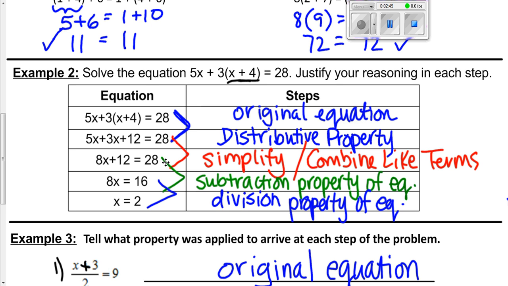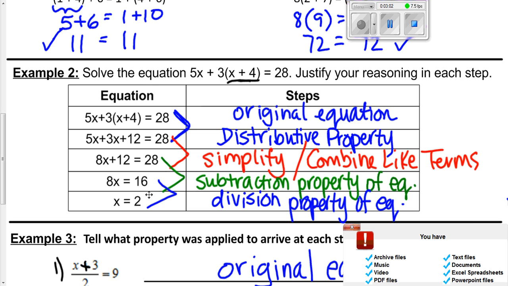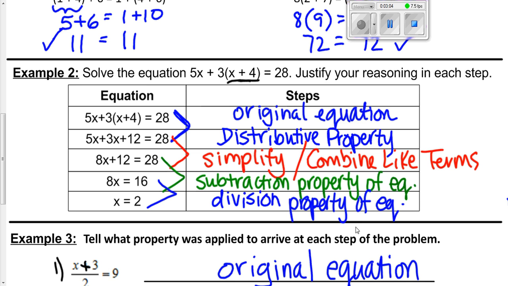Alright, and right here we're going to isolate our variable. So we have addition here, plus 12, so we're going to use the subtraction property of equality. Alright, and then we get 12 minus 12 is 0. 28 minus 12 is going to give me 16. Now I'm going to divide by 8, and that gives me division property of equality. x equals 2.